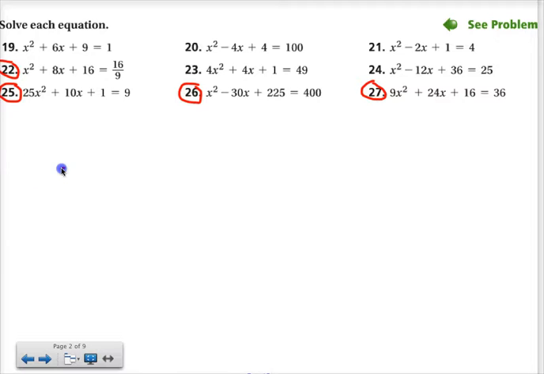Starting with number 22, we have x squared plus 8x plus 16 equals 16/9. And what we don't want to do is move that 16/9 over. For obvious reasons, that's going to mess up our C value big time.